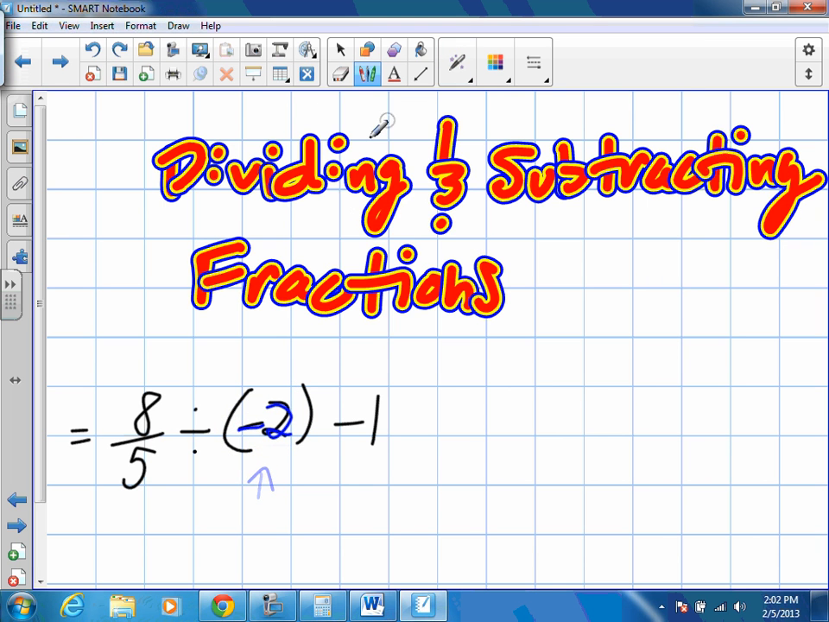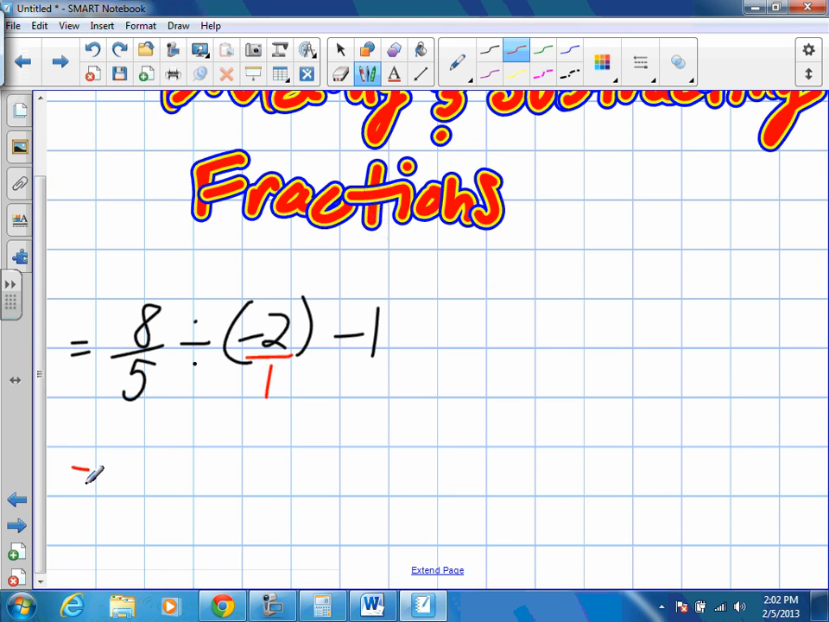Now, since we're dividing a fraction by a whole number, it'll be best to turn that whole number into a fraction. How do I do that again? Over 1. Now, we're going to deal with just the first two terms, and when I divide, I'll show you an example on the side.